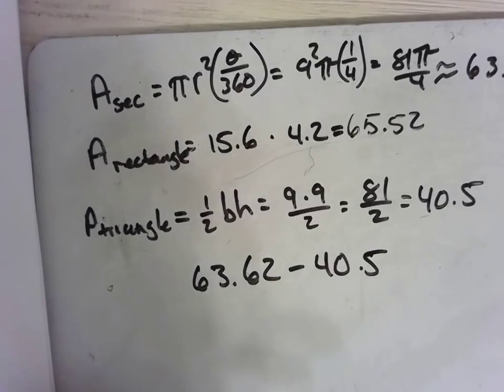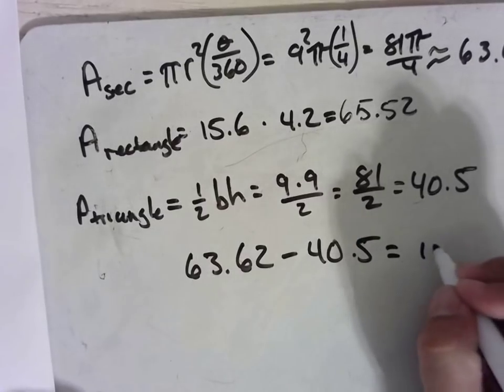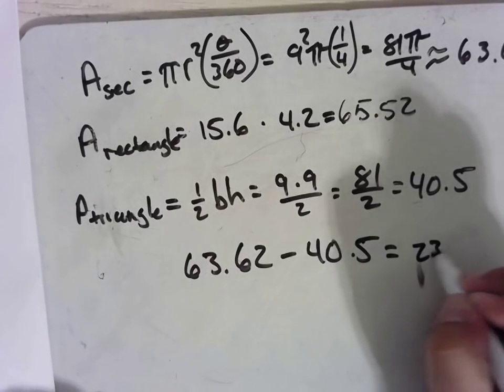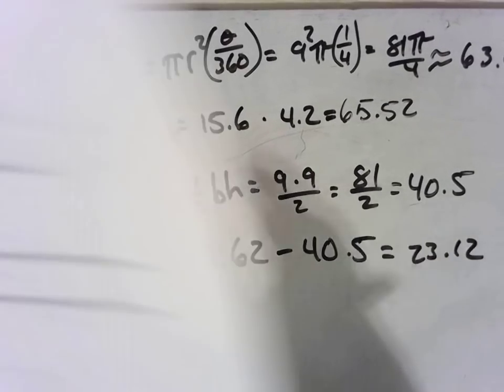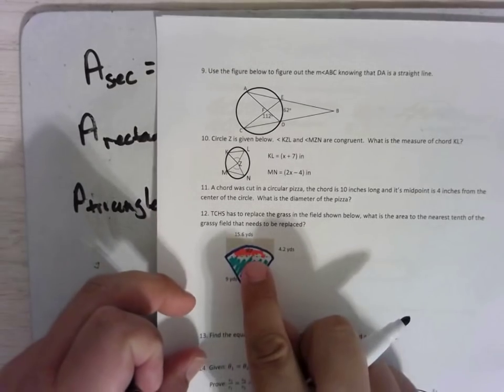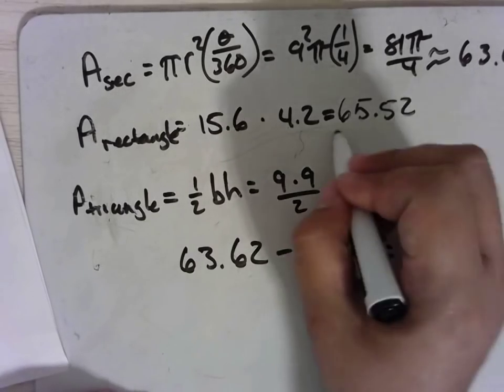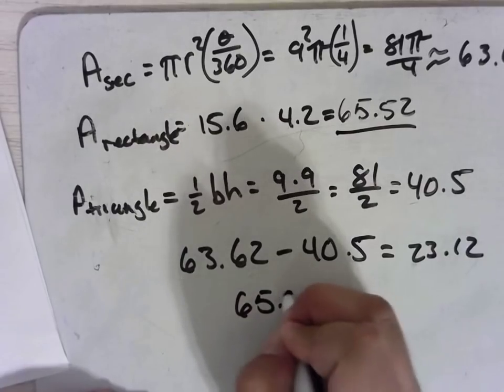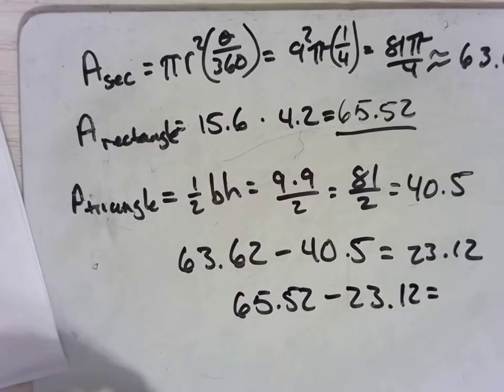63.62 minus 40.5 equals 23.12. This is the area of the red. So if I subtract the area of the red from the area of the rectangle, I'll be left with my answer. So the area of the rectangle is 65.52 minus 23.12.